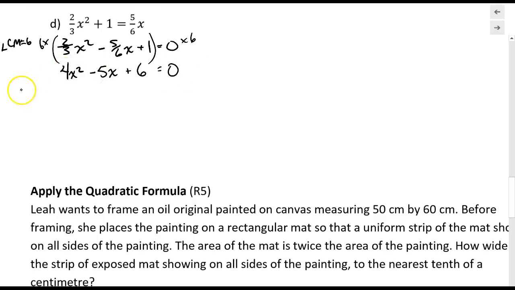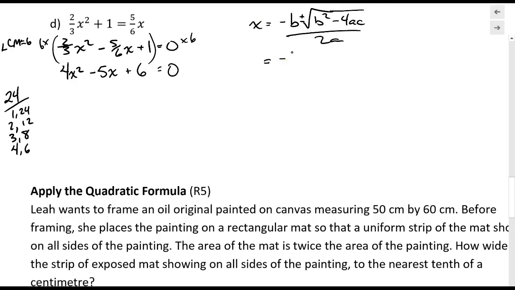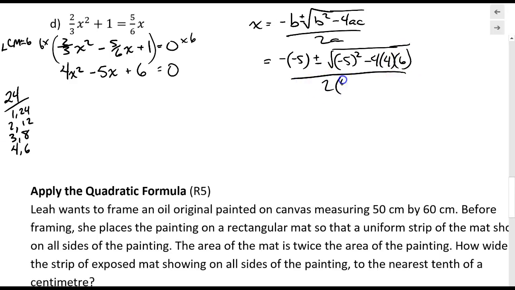Again, I'm going to check to see if I can factor this. So I'm dealing with 24 and its factors. So 1 and 24, 2 and 12, 3 and 8, 4 and 6, and there's nothing in between there. None of these are going to add up to negative 5, so I have to use my quadratic formula. So again, plug and chug. Negative b is negative 5 plus or minus the square root of negative 5 squared minus 4 times 4, my a value, and 6, my c value, all divided by 2 times, again, 4, my a value. Negative and negative is positive 5 plus or minus the square root of 25 minus 96.